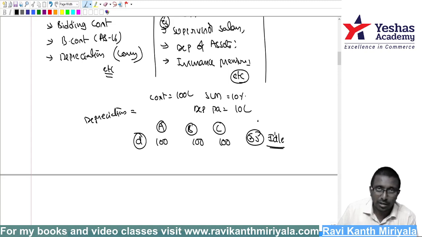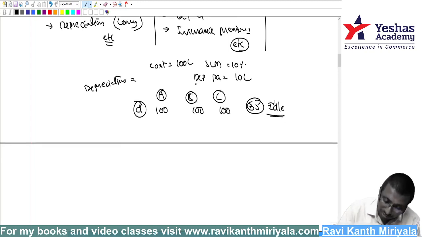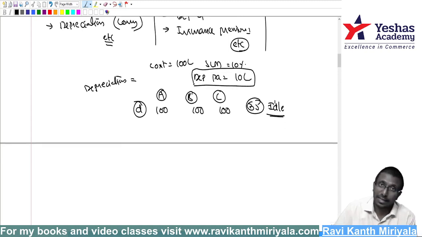I did not use the lorry for 65 days. Yeah, but total depreciation per annum is equal to how much? 10 lakh. Now, are you supposed to allocate it or not? Yes, we should allocate it. How do you allocate it, sir?